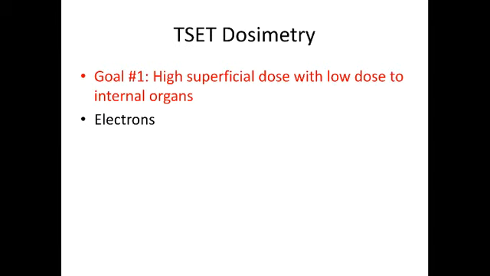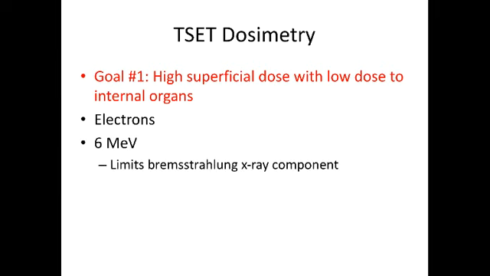The goal of total skin electron therapy is to deliver a high superficial dose, but with a low dose to the internal organs. And so it's done with electrons, as you know, that treats higher dose superficially. You want to use lower energy. The main reason for that is that you limit the Bremsstrahlung component coming from both the head of the machine and from the patient themselves. That's delivering a deep dose that you don't want. A lower energy has lower Bremsstrahlung, lower efficiency for production of photons.